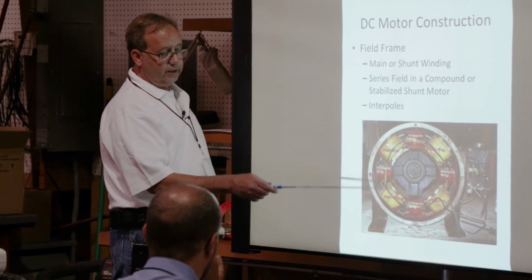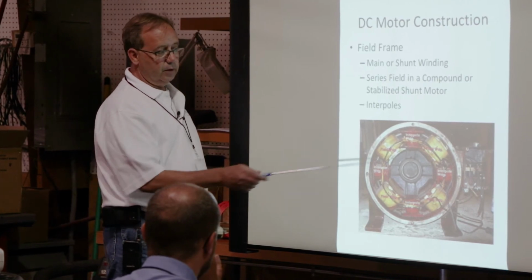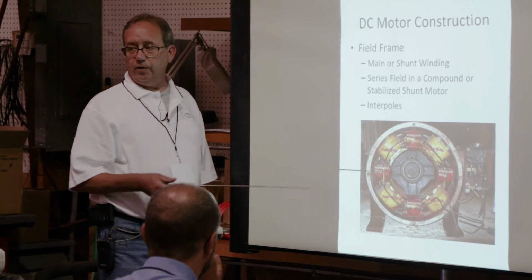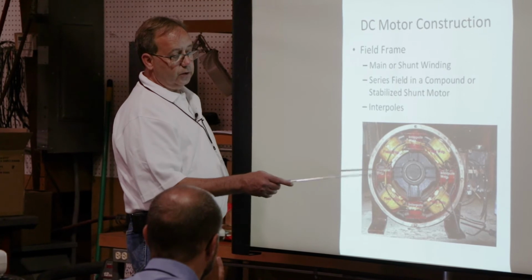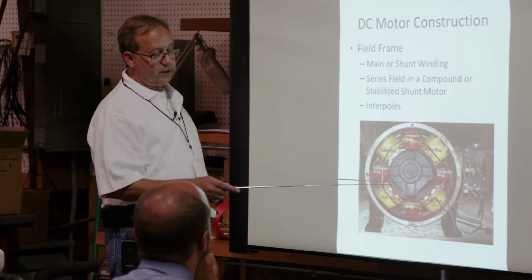Now, naturally, these have to be opposite polarity. These are the same, and these are the same. So you got north, south, north, south. That's how they're connected internally. Same thing with the interpoles. If that's a north, you got to make this a north. This one's got to be a south.